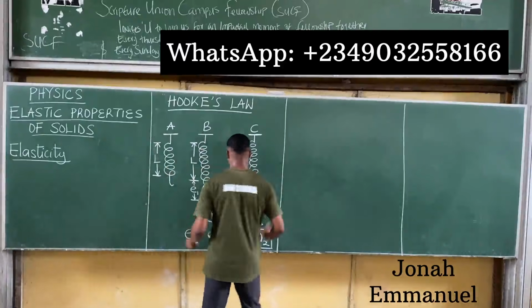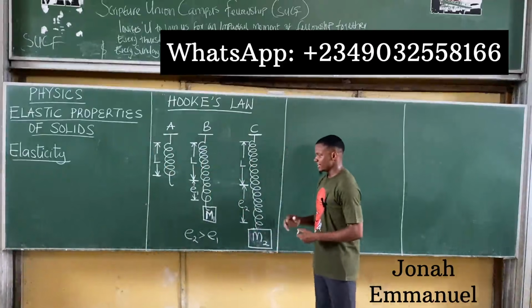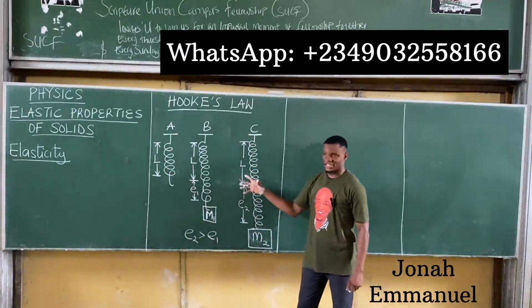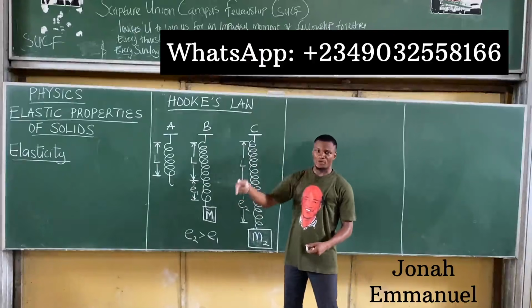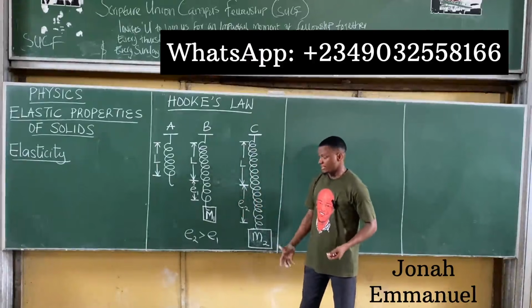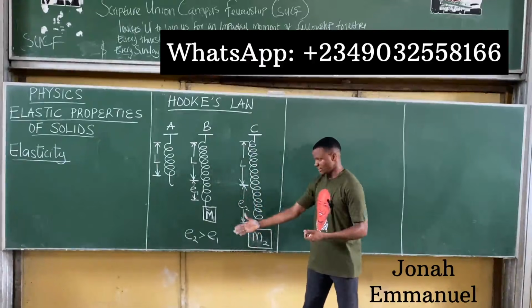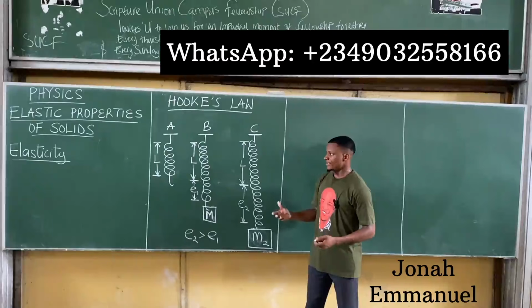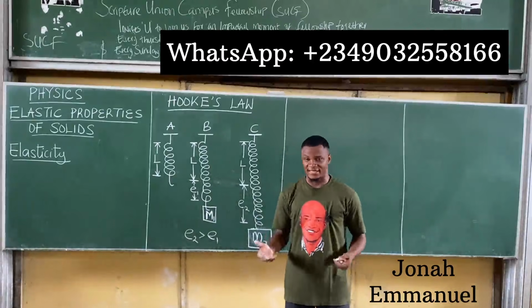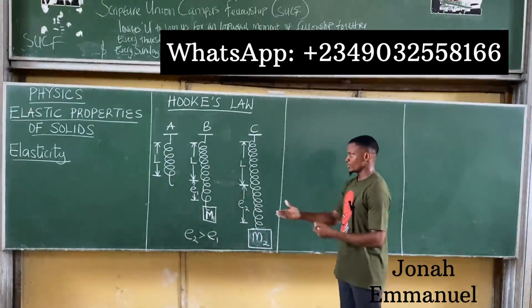So this is what Hooke's law is trying to say, that the extension produced in an elastic material, for example a spring, is directly proportional to the force or the weight applied, which in this case I'm using just a mass. So you can say weight if you want to, provided that the elastic limit of the material has not been exceeded. So this is basically what Hooke's law is saying.